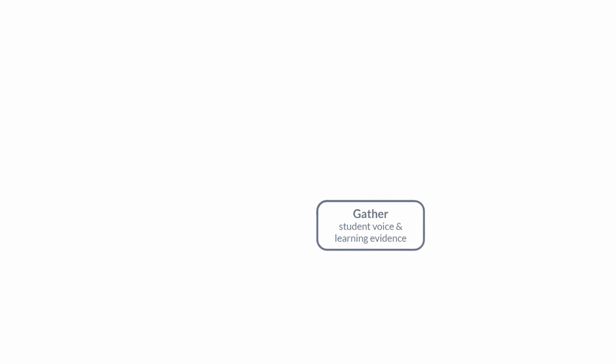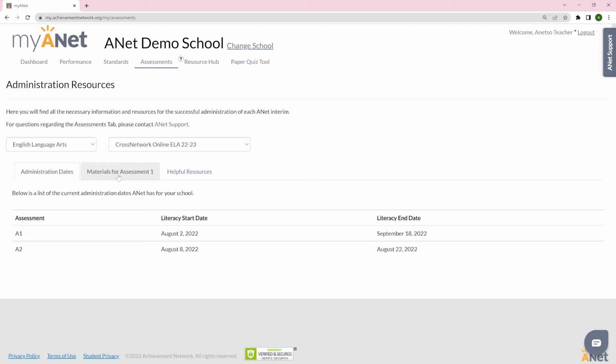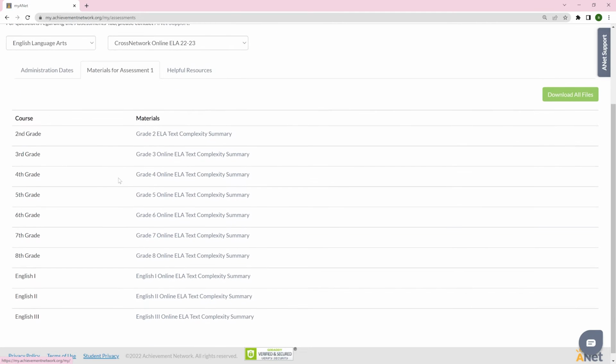When your interim assessments are around the corner, you can find everything you need to run a smooth administration window. Instantly download materials for each grade.